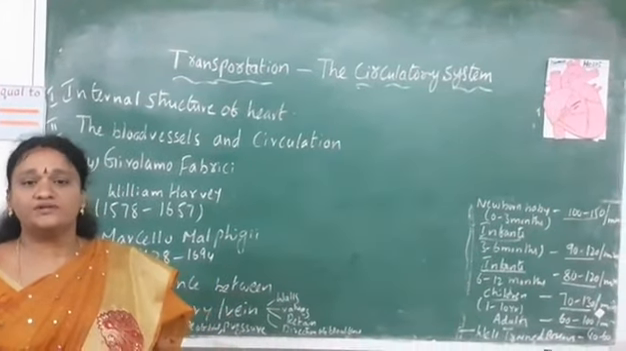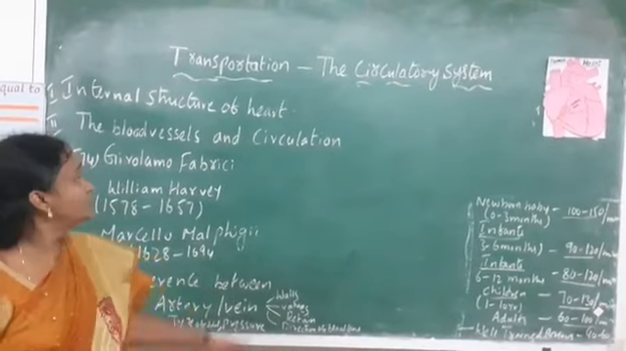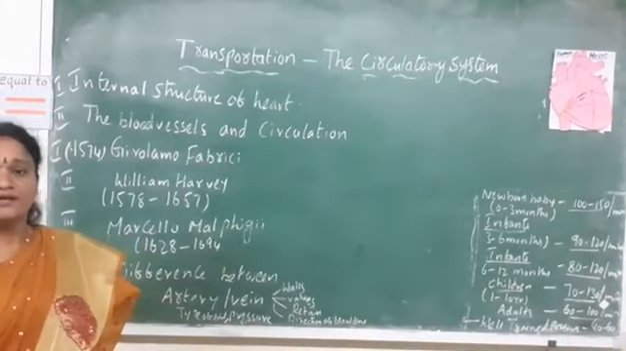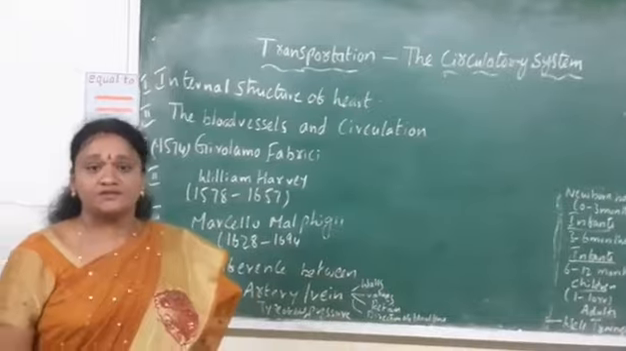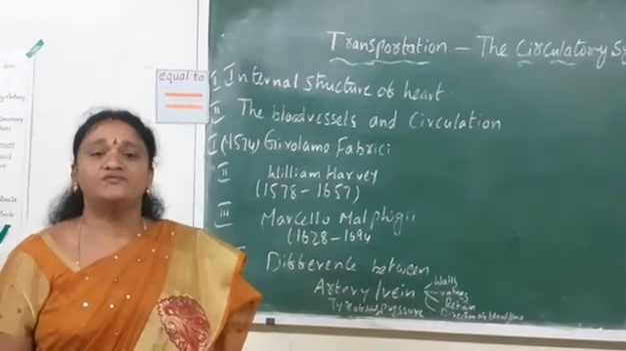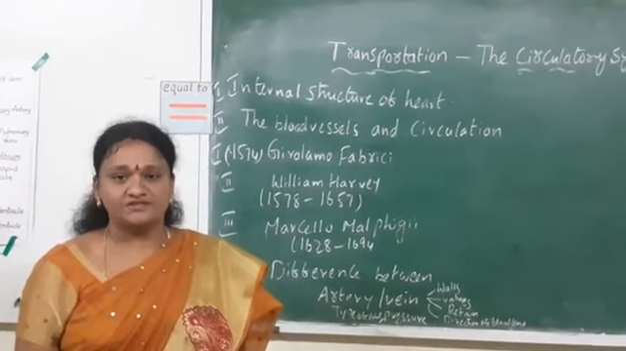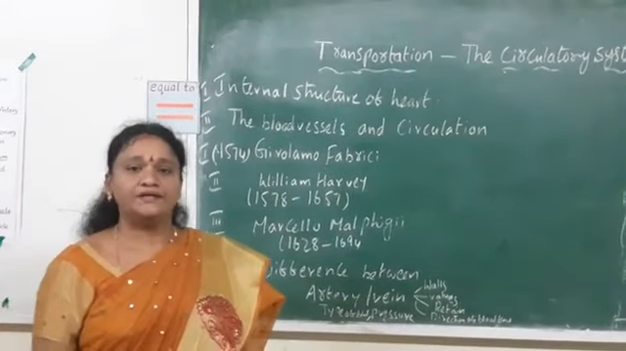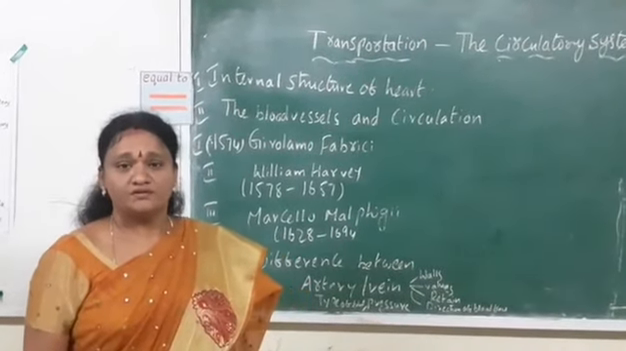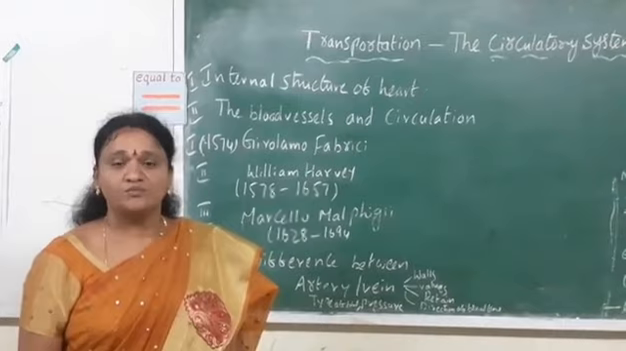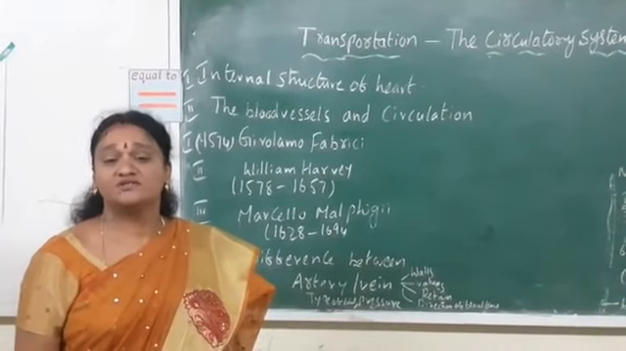Yesterday we saw the introduction to transportation, that is, the circulatory system. Let's recapitulate these points. Yesterday we saw that all living organisms are made up of cells. For cells to live, they need food, oxygen and water. In a unicellular organism, this occurs by the simple process of diffusion and osmosis.